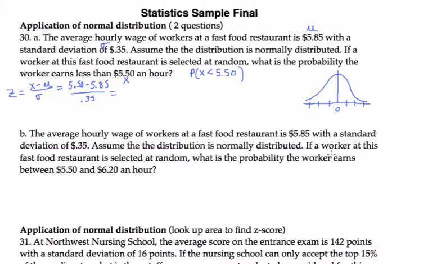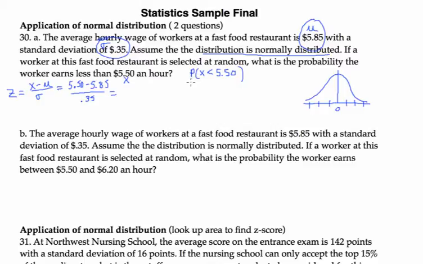The average wage of workers at a fast food restaurant, so the mean is $5.85. Standard deviation, assume it's normally distributed. If a worker is selected at random, so one worker, not the mean of a bunch of workers, what's the probability that the worker earns less than $5.50?